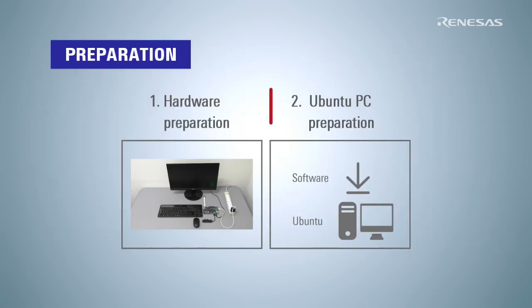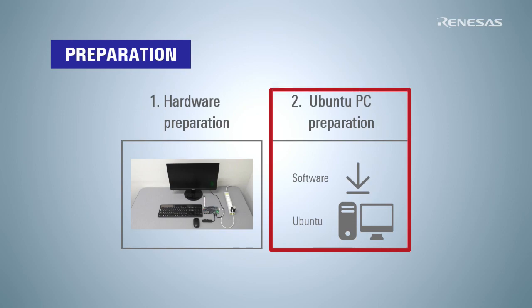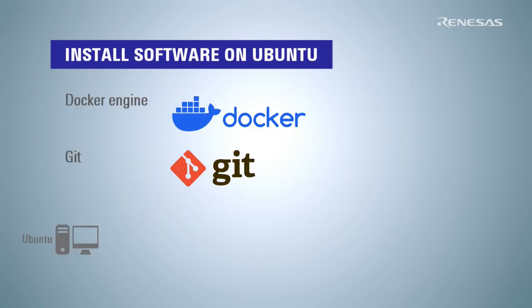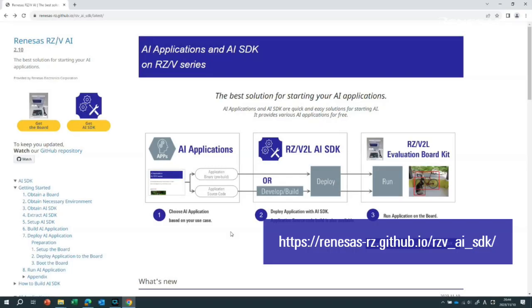Next, let's switch to the Ubuntu PC preparation. We will install the Docker engine and Git on the Ubuntu PC. First, install the Docker engine. From the Renesas RZ AI web pages, move to the official Docker page like this.